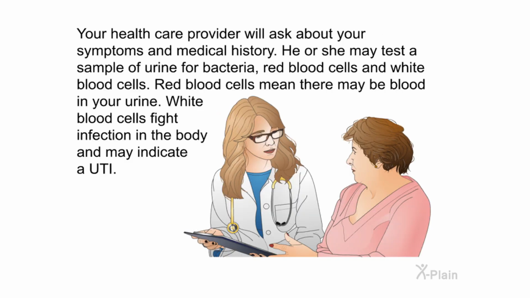Diagnosis. Your healthcare provider will ask about your symptoms and medical history. He or she may test a sample of urine for bacteria, red blood cells, and white blood cells. Red blood cells mean there may be blood in your urine. White blood cells fight infection in the body and may indicate a UTI.